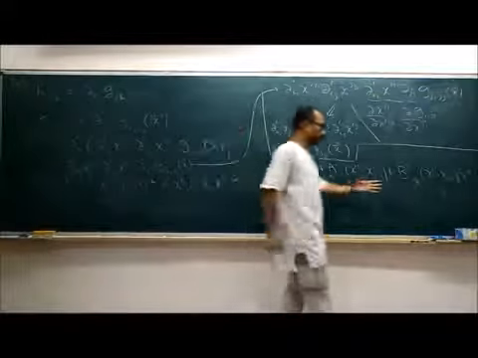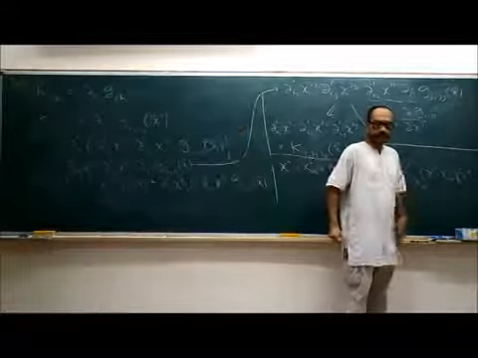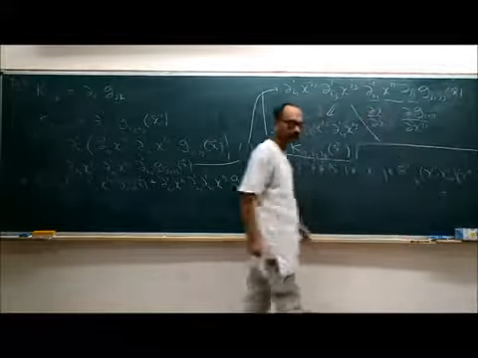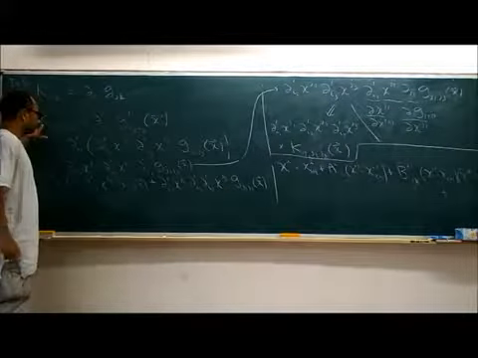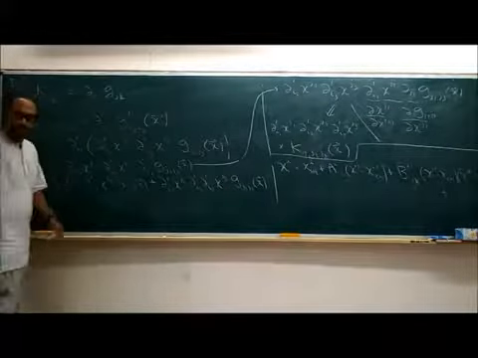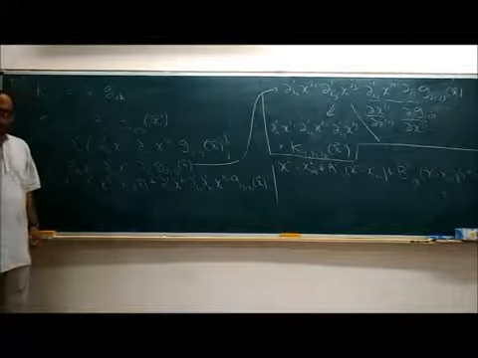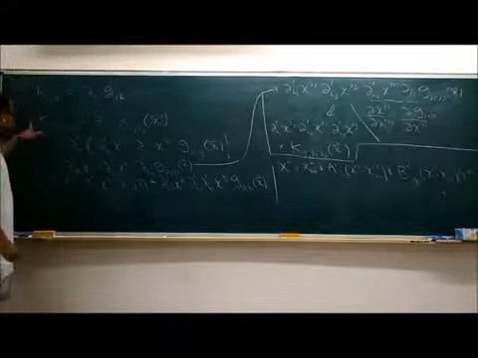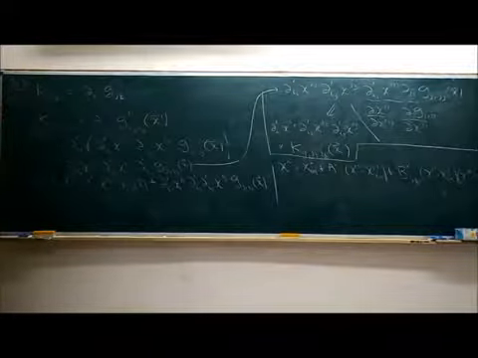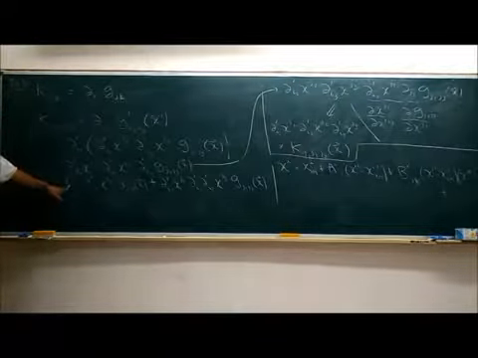Okay, so again we use the same coordinate transformation, and we have to see the relationship between k prime and k. Now you see that k prime depends on the second derivative of x.